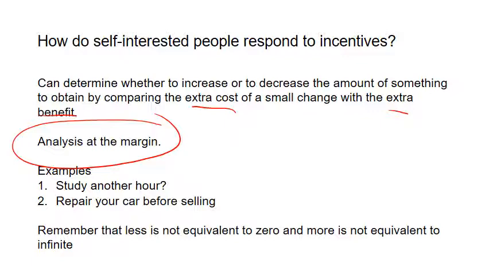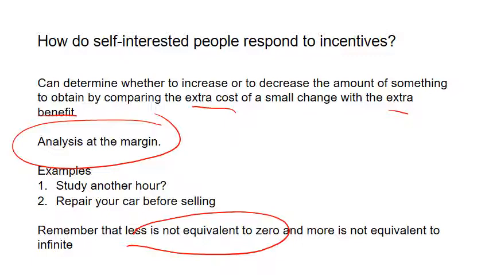Now remember that less is not the same as zero, and more is not the same as infinity. Many students seem to think in terms of either or. For example, they might say that people are not responding to incentives properly when someone continues to smoke after the price of cigarettes goes up.